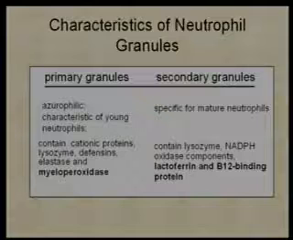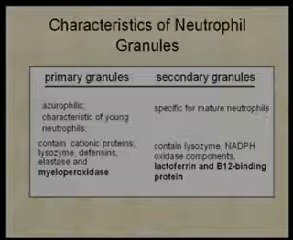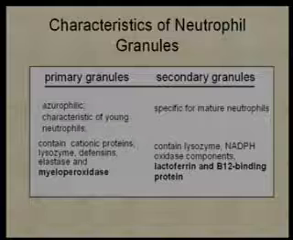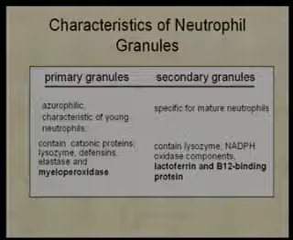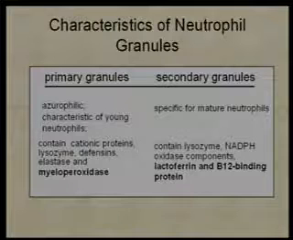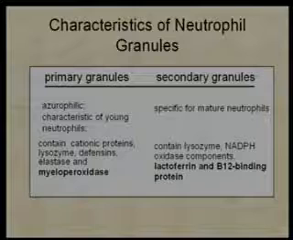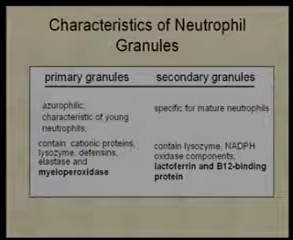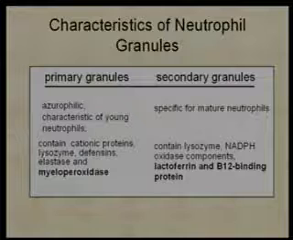As far as the granules are concerned, there are two different types of granules in these cells. The primary granules, sometimes these are referred to as the azurophilic granules, and it's because of the way they stain. They stain a bluish color when you stain them. And the second type of granules are called the secondary granules. Sometimes you'll see them referred to as specific granules. The azurophilic, or the primary granules, are characteristic of the young neutrophils. So the young neutrophils have a lot more of these azurophilic or primary granules.